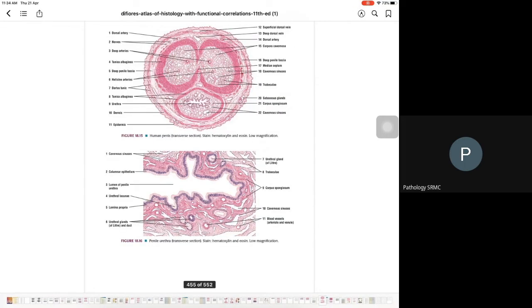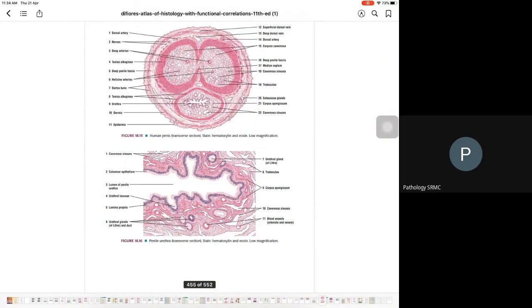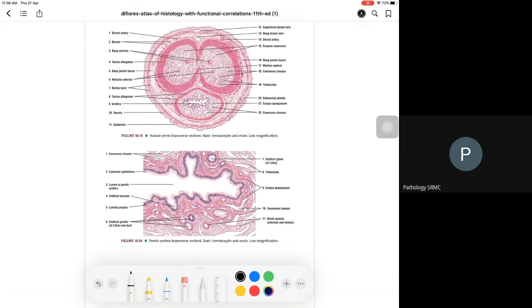And this is the cross section of the penile region. The only thing you have to remember is we have corpus cavernosum and corpus spongiosum. The urethra travels in the corpus spongiosum. Corpus cavernosum is the two other pillars there. I already told you, whenever you see penile cancer, you have to see: is it involving the urethra, is it involving the corpus spongiosum, and is it involving the corpus cavernosum.